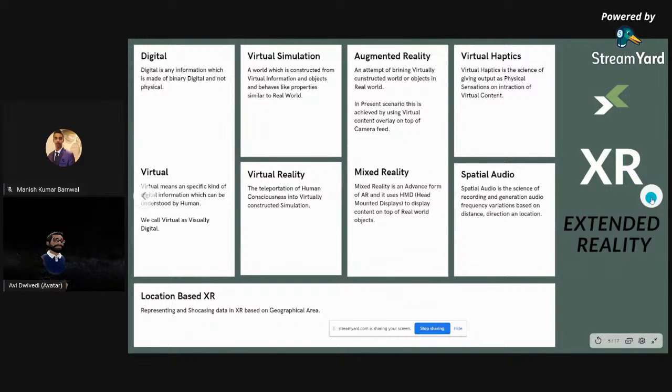Location based XR is a whole new field of XR, where we try to showcase data or virtual information based on the area you are in. Like if you are in some volcanic region, you should be able to see some volcanoes. Something like that.